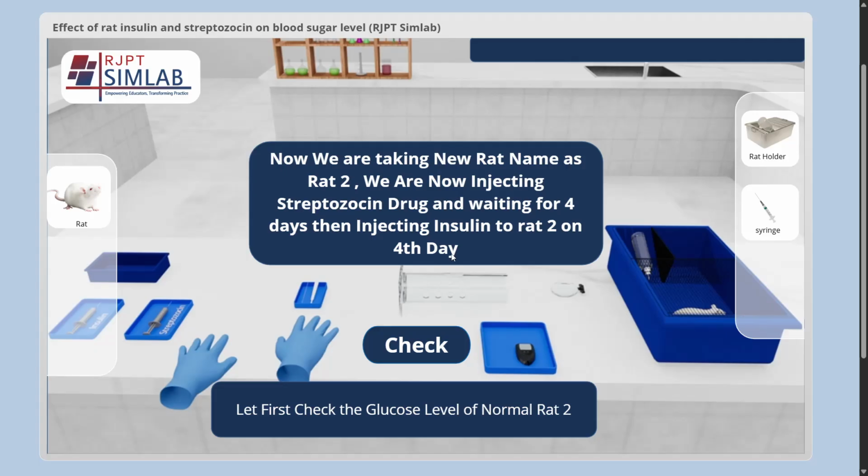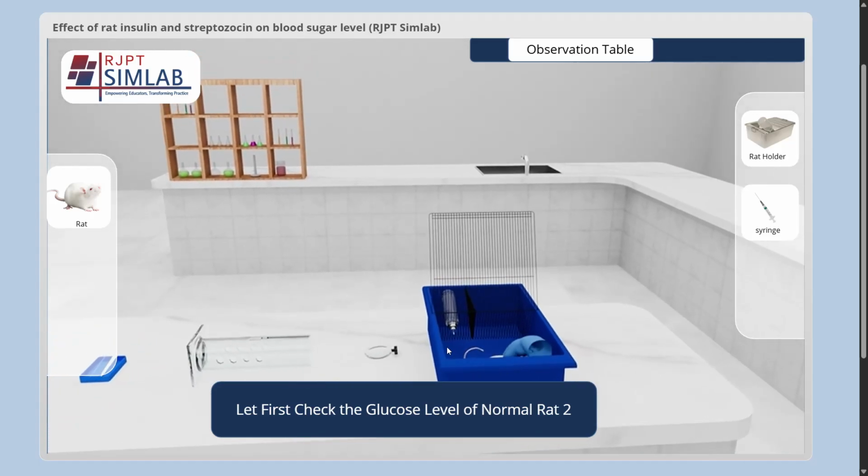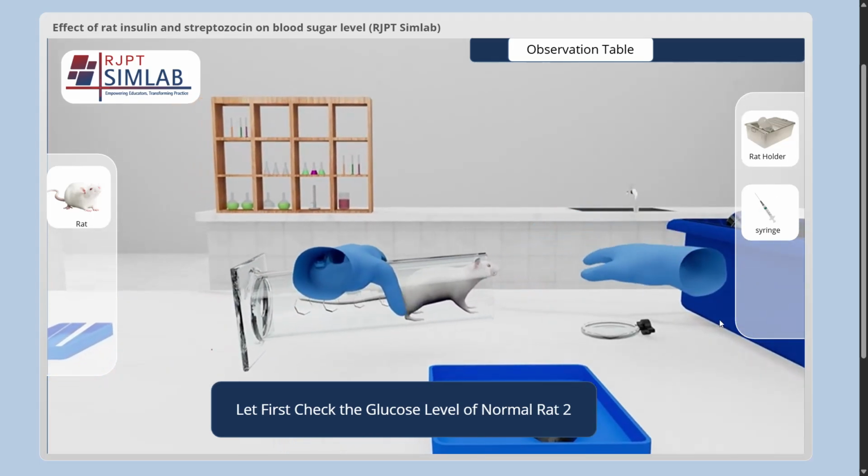So now we are taking another, different rat, and in that rat we will see the combined effect of streptozotocin and insulin. For that, at first we will inject the streptozotocin drug and wait for 4 days to show its effect. Then, on the fourth day, we will inject insulin and then check the blood glucose level.